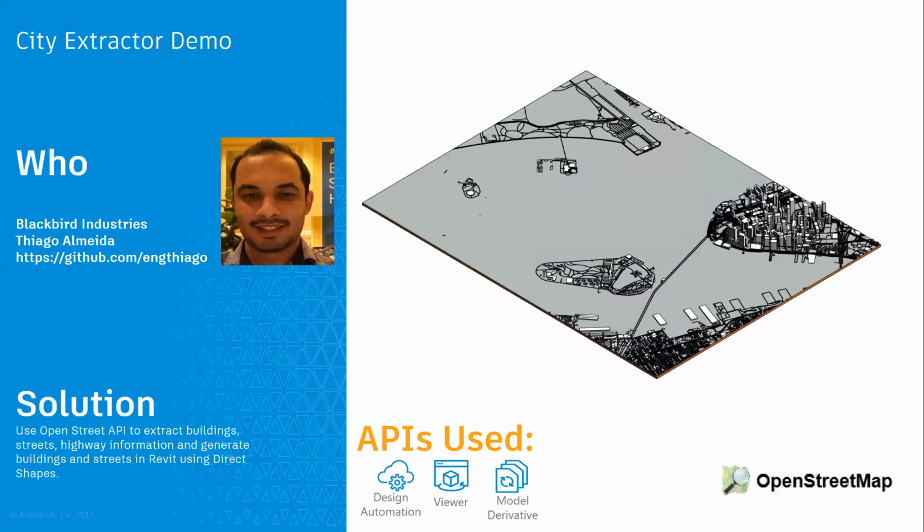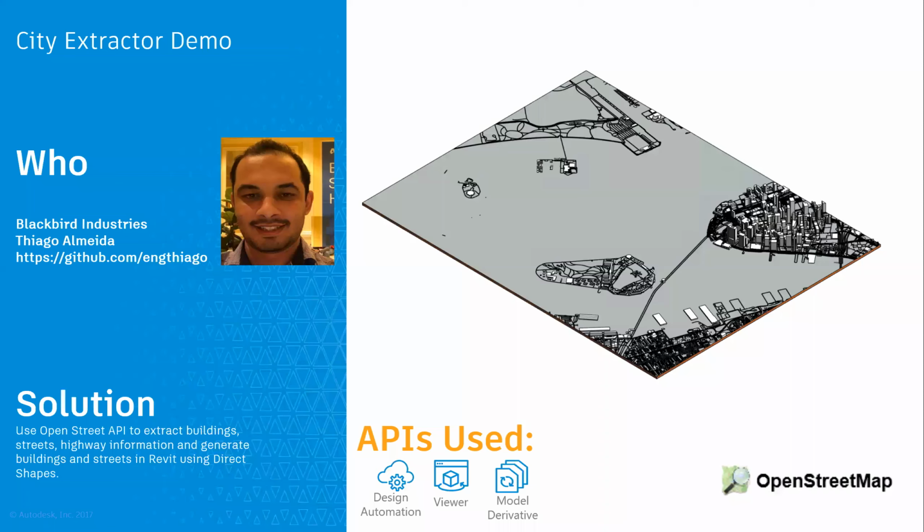This is another demo that I worked on for the AU class I just mentioned. This is again working with a private beta customer, Blackboard Industries. Thiago came up with this idea. What this does is it uses the OpenStreetMap API, an open source API where you can query, given a latitude and longitude bounding box. You send that information to the OpenStreetMap API, and it will return some building information, that is building coordinates, their height, and other things. Once we get that information, we generate a Revit file with building data using direct shapes. The picture behind is generated from, I believe, downtown Manhattan.